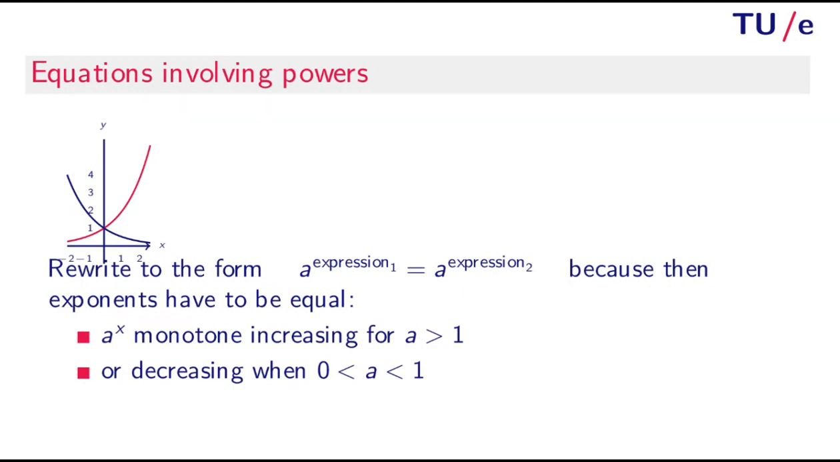Why is this the case? Well, because a to the power x is increasing, at least when a is bigger than 1. But if a is less than 1 but bigger than 0, then it's a decreasing function. But in both cases it's monotonous. So expression 1 has to be equal to expression 2.